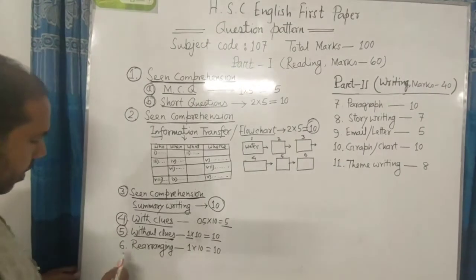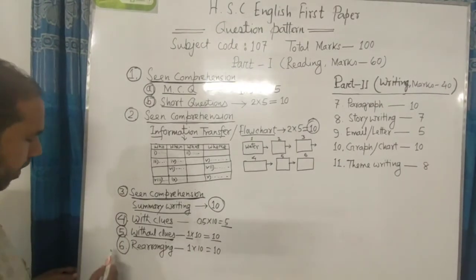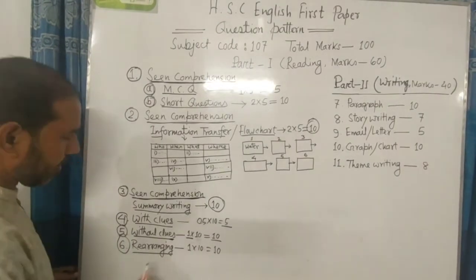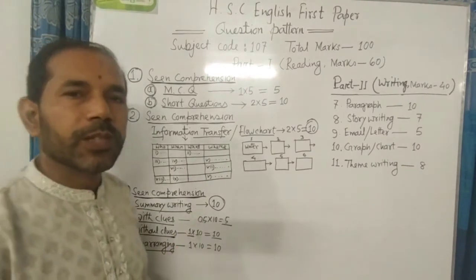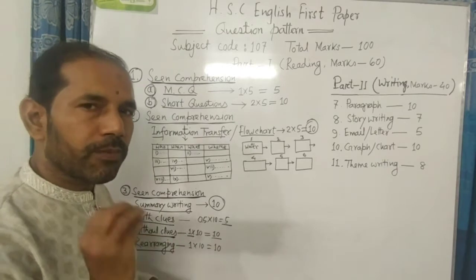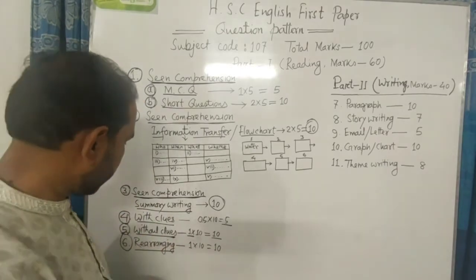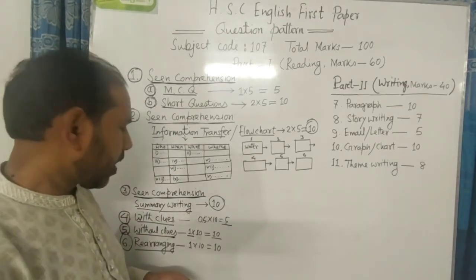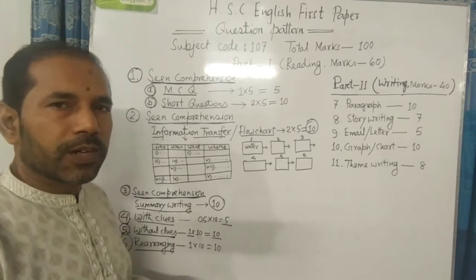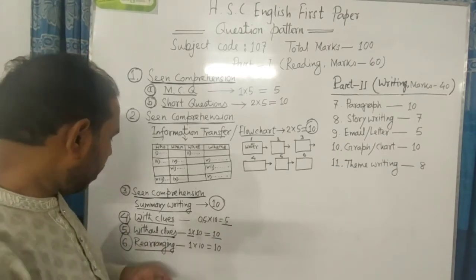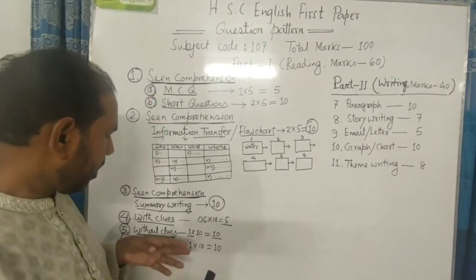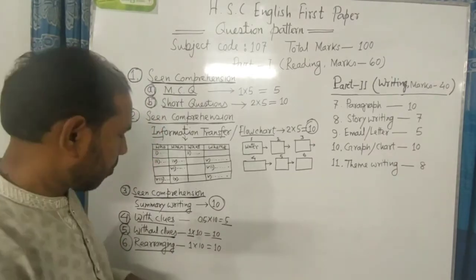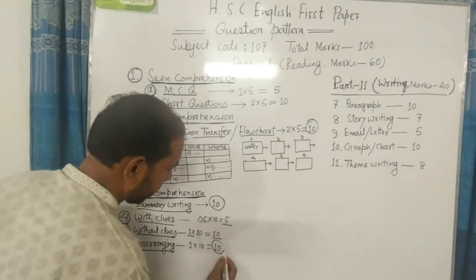Okay. I am going to the next number, number 6. There is a rearranging of sentences. You will get 10 jumbled sentences, and you have to rearrange only the number of the sentences. You should not write the sentences. You have to only rearrange the number of the sentences according to the sequence, and each sentence carries the marks 1, and total marks is 10.